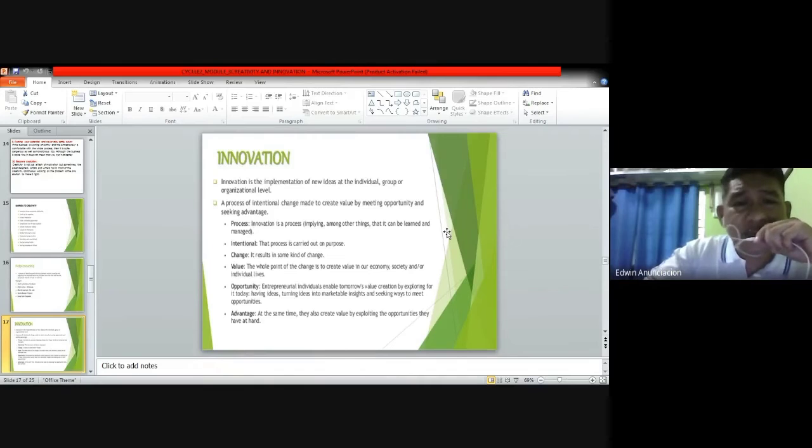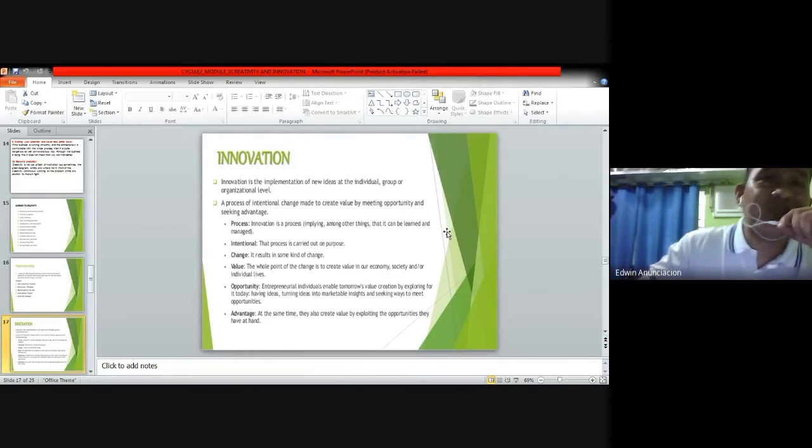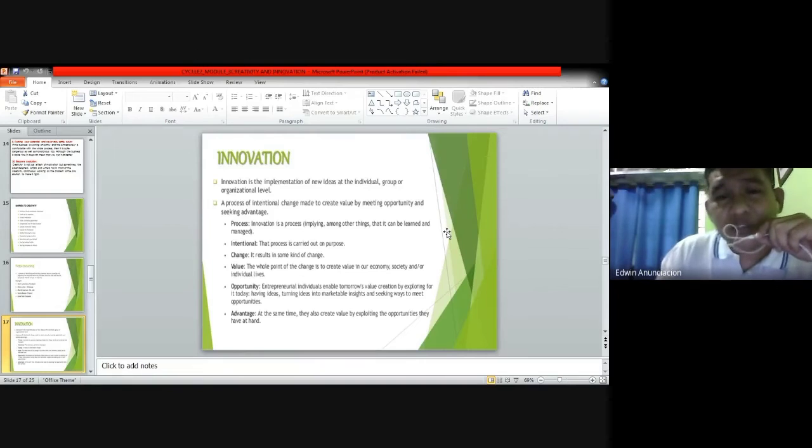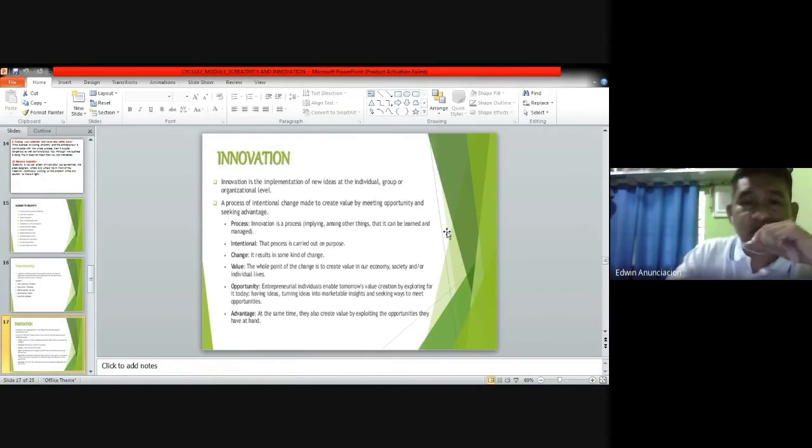And then, the whole point of changes is to create value in our economy, society, and individual's life. So, yung kung na-create mo is really satisfies, really improves products and services that really caters the need of our economy, society, and individual. So, pwede mo rin ma-influence yung buhay ng tao dito kasi because this is something new, you can generate employment and then opportunities.